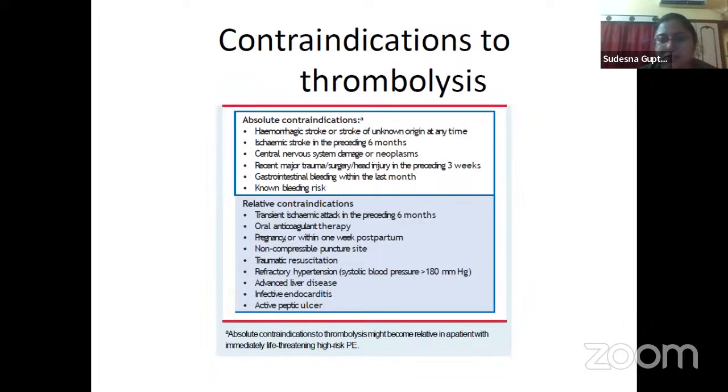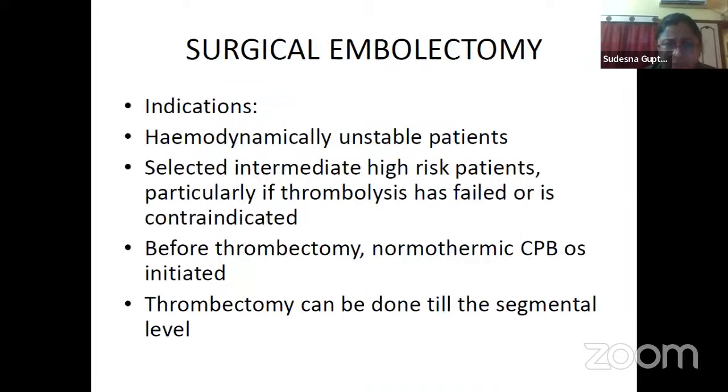Contraindications of thrombolysis we should keep in mind. The absolute ones are hemorrhagic stroke or stroke of unknown origin at any time, ischemic stroke in the preceding 6 months, central nervous system damage or neoplasm, recent major trauma, surgery, or head injury in the preceding 3 weeks, GI bleeding within the last month, and known bleeding risks. Relative contraindications: transient ischemic attack in the preceding 6 months, oral anticoagulant therapy, pregnancy, non-compressible puncture site, traumatic resuscitation, and refractory hypertension.